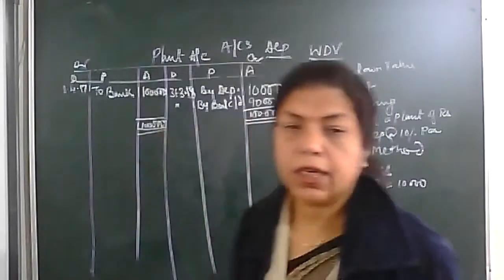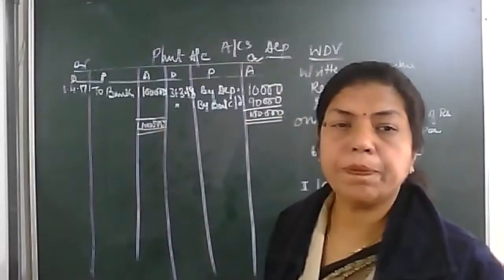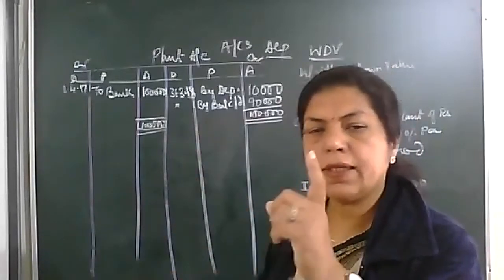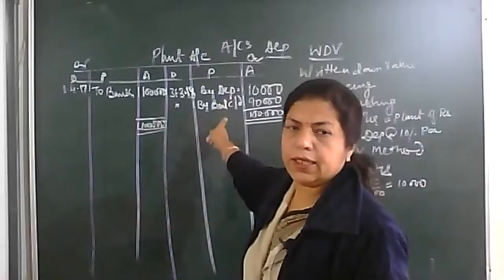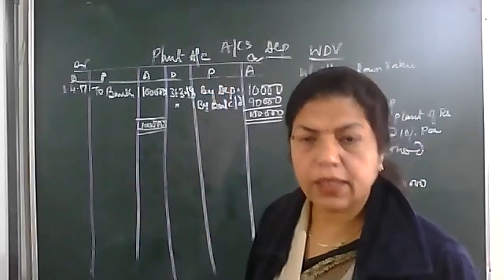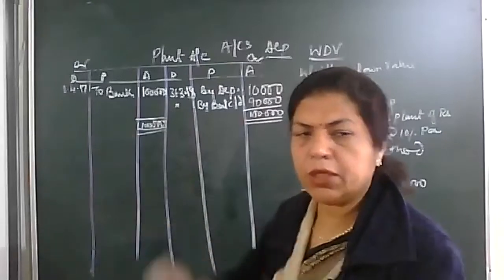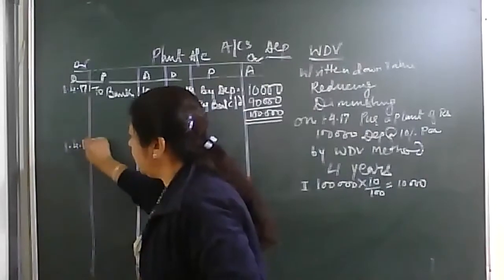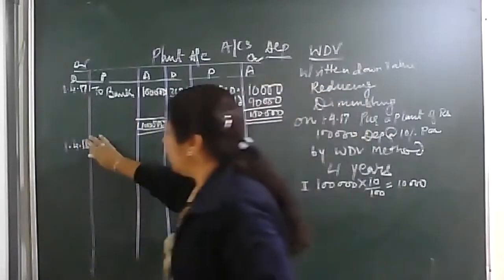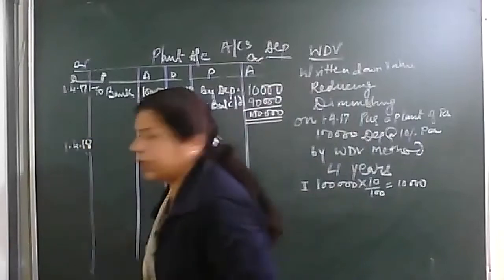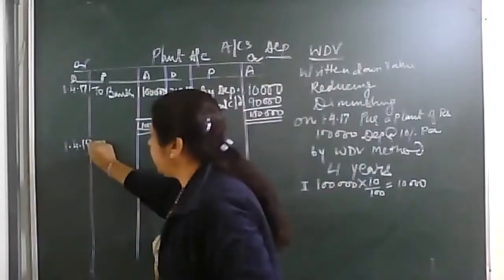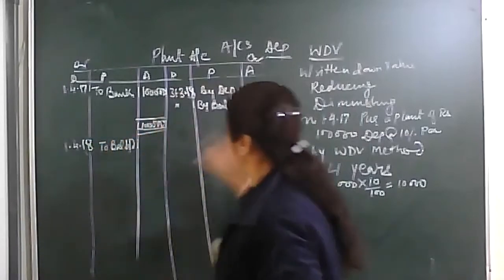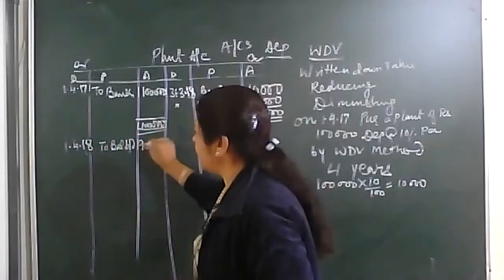Any doubt how that 90,000 comes? 1 lakh on the debit side, 10,000 on the credit side, so the balance is 90,000. This is CD, carried down, or we can say closing. Now this balance will come on the debit side. Next year, 1/4/18, to balance BD, that 90,000 will be on this side.